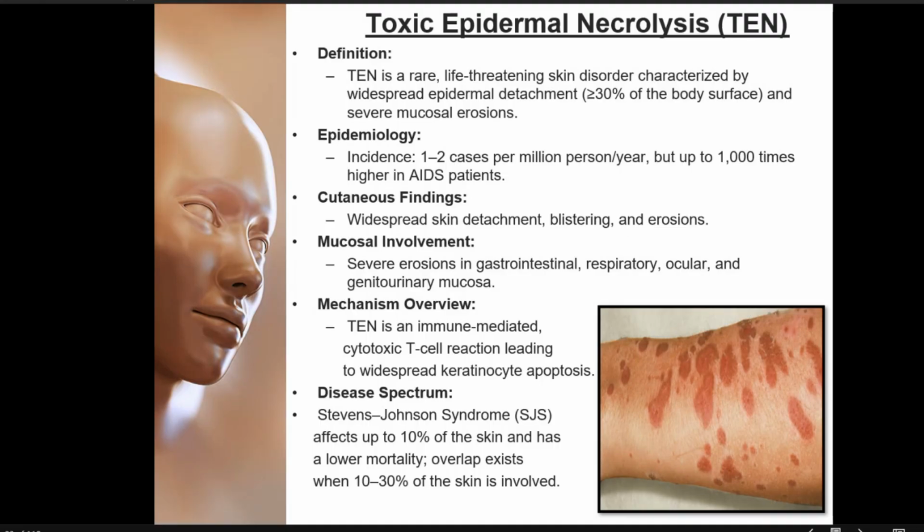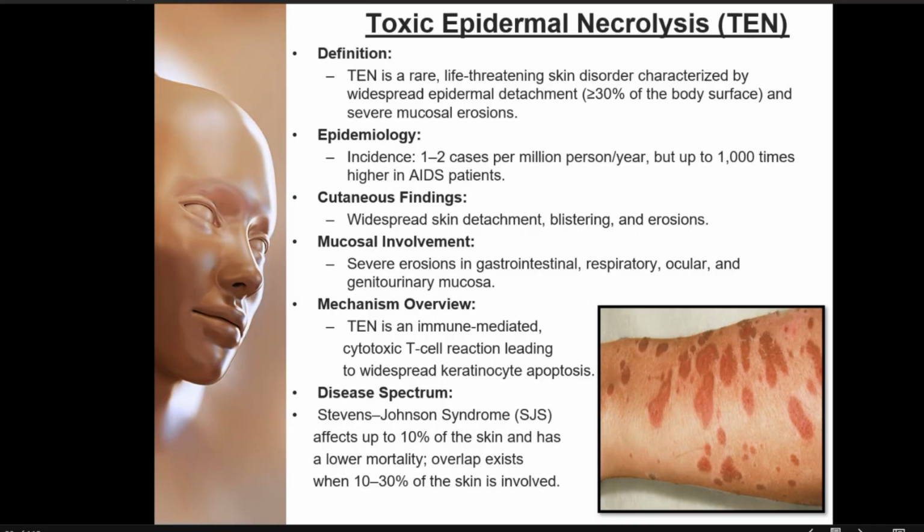In this disease, there is widespread skin detachment, blistering, and erosion. You can see there is also severe erosion in the gastrointestinal, respiratory, ocular, and genitourinary mucosa. The mechanism of this disease in TEN is an immune-mediated cytotoxic T cell reaction leading to widespread keratinocyte apoptosis. So this disease is mainly due to the apoptosis of the keratinocytes.